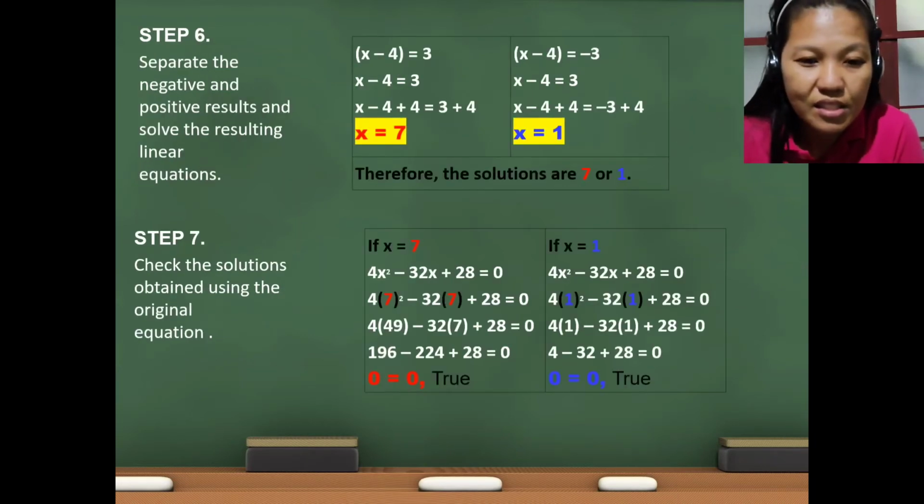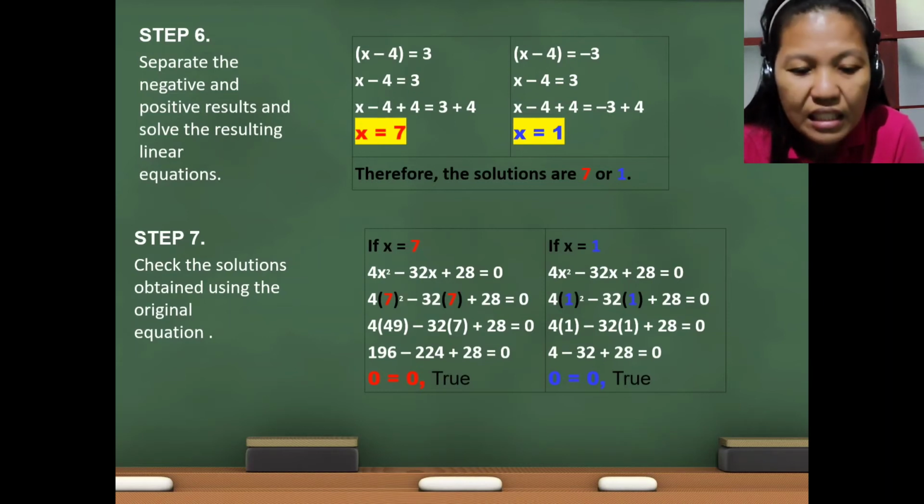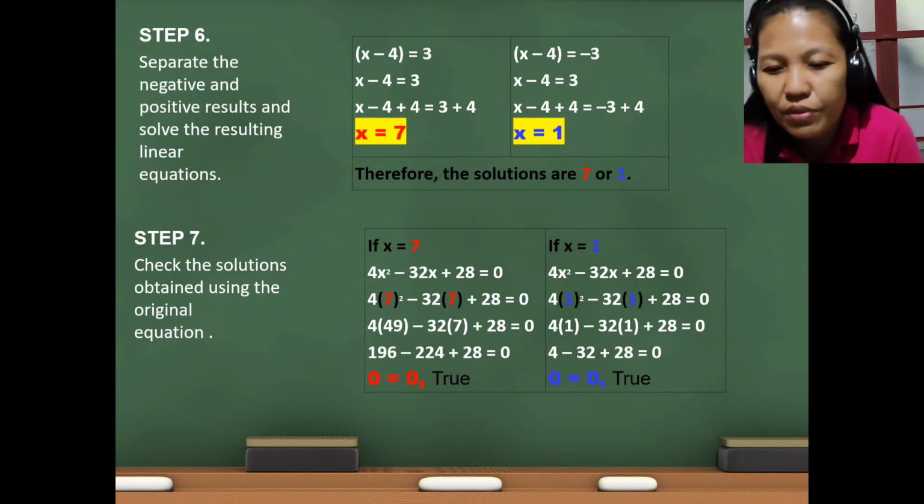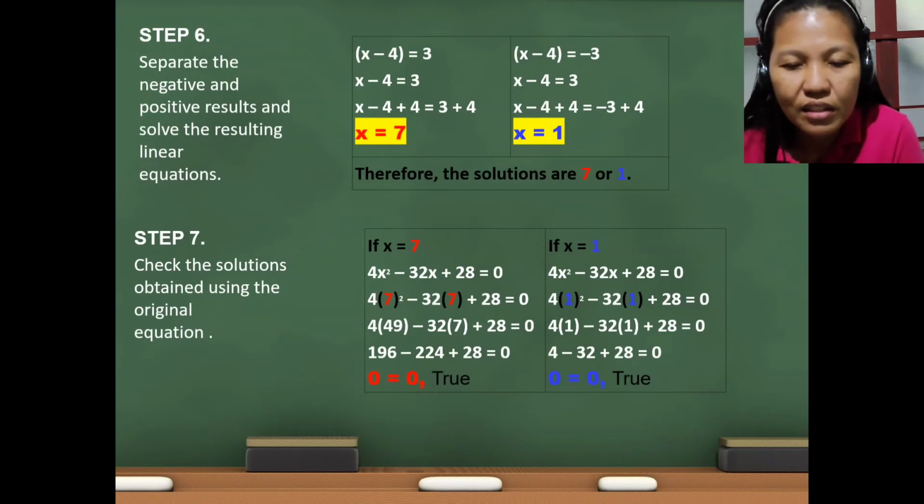Step 6, let's separate the negative and positive results of 3 and solve the resulting linear equations. Let's use the equations x minus 4 equals 3 and x minus 4 equals negative 3. If you follow the procedure on how to solve it, we will come up with the solutions, or the final answer, of 7 or 1.